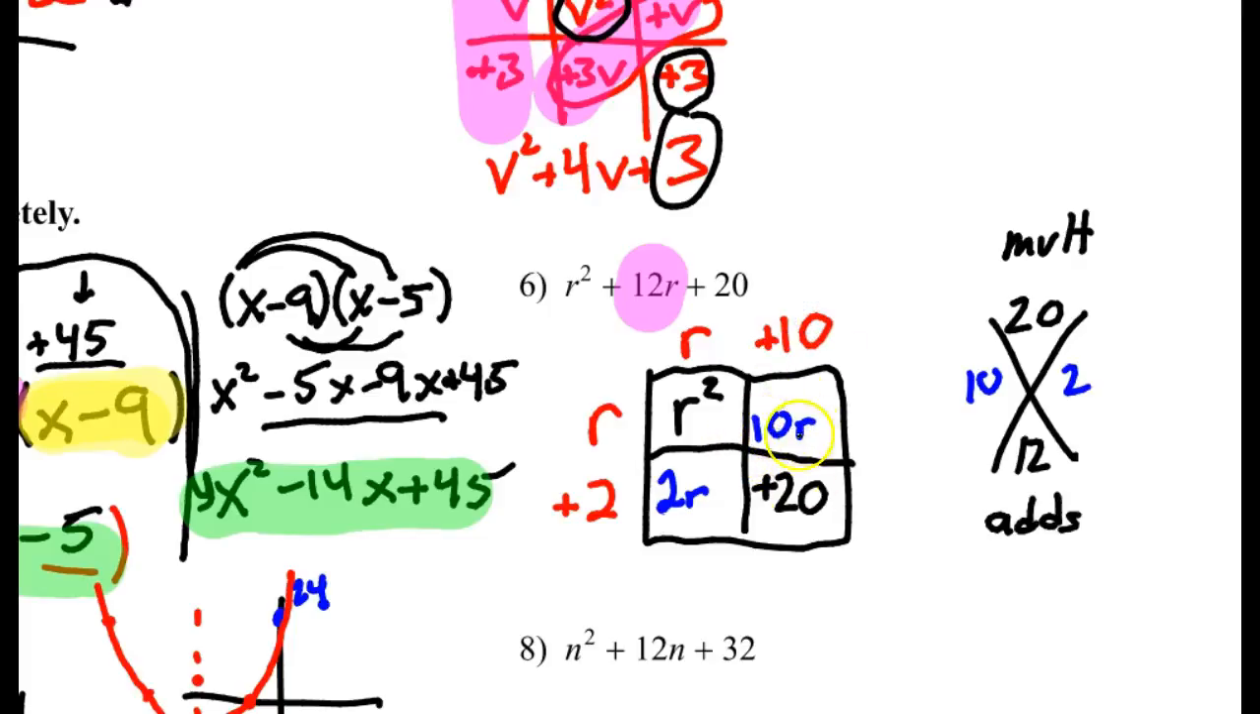Right? And you can also look at this. What do 10r and 20 have in common? Oh, they both have a 10 in common. Right? And there's your answer. You're done. R plus 10 and R plus 2, the order does not matter. I can put it in any order, R plus 2 and R plus 10, same thing. And we can go through and multiply it, show that you get 12R in the middle, right?